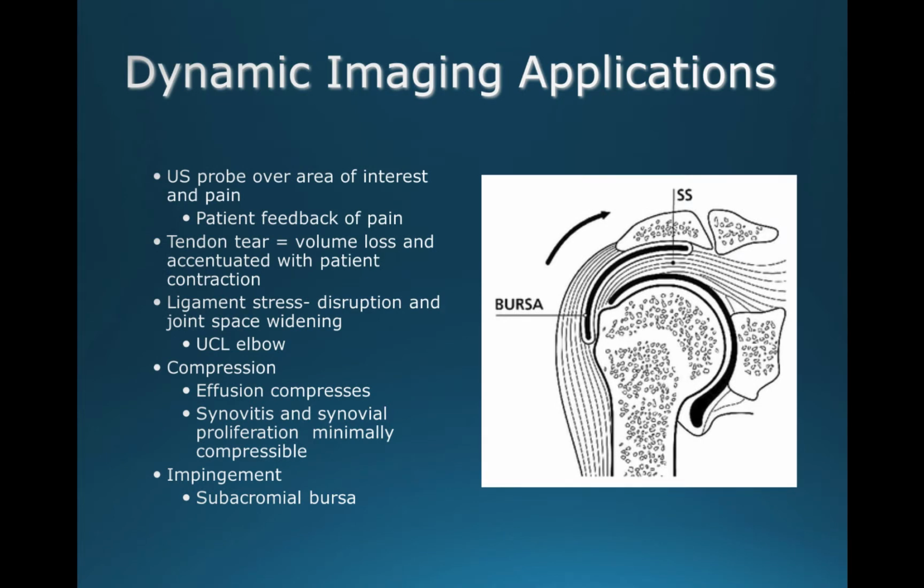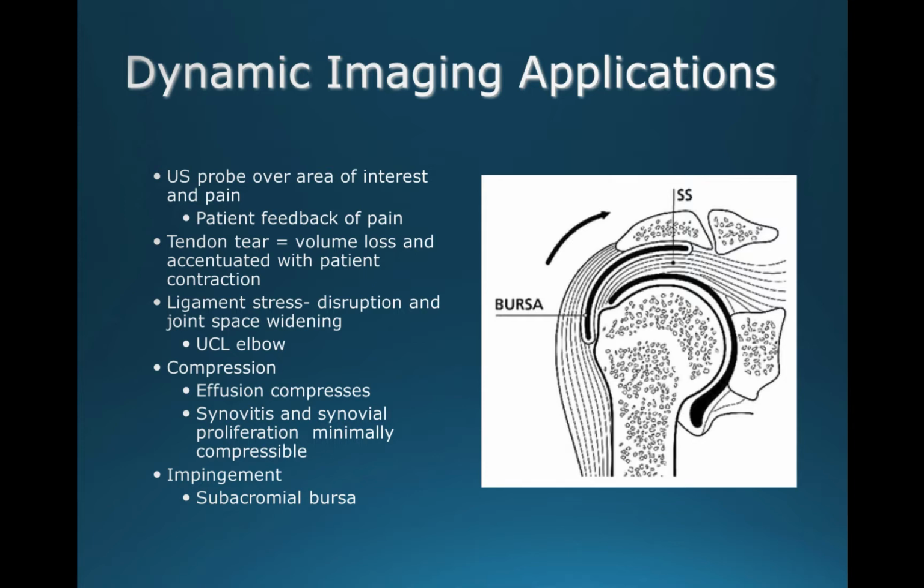The nice thing about musculoskeletal ultrasound is you can have dynamic imaging applications as well. You can put your ultrasound probe over the area of interest, and obviously if there's an acute fracture or muscle strain, you can look over that area and get patient feedback. With a tendon tear, you're usually going to have volume loss, accentuated with patient contraction. With ligamentous stress, you can test different ligaments. One common one is the UCL of the elbow. Another common one is the UCL of the thumb for a gamekeeper's thumb.